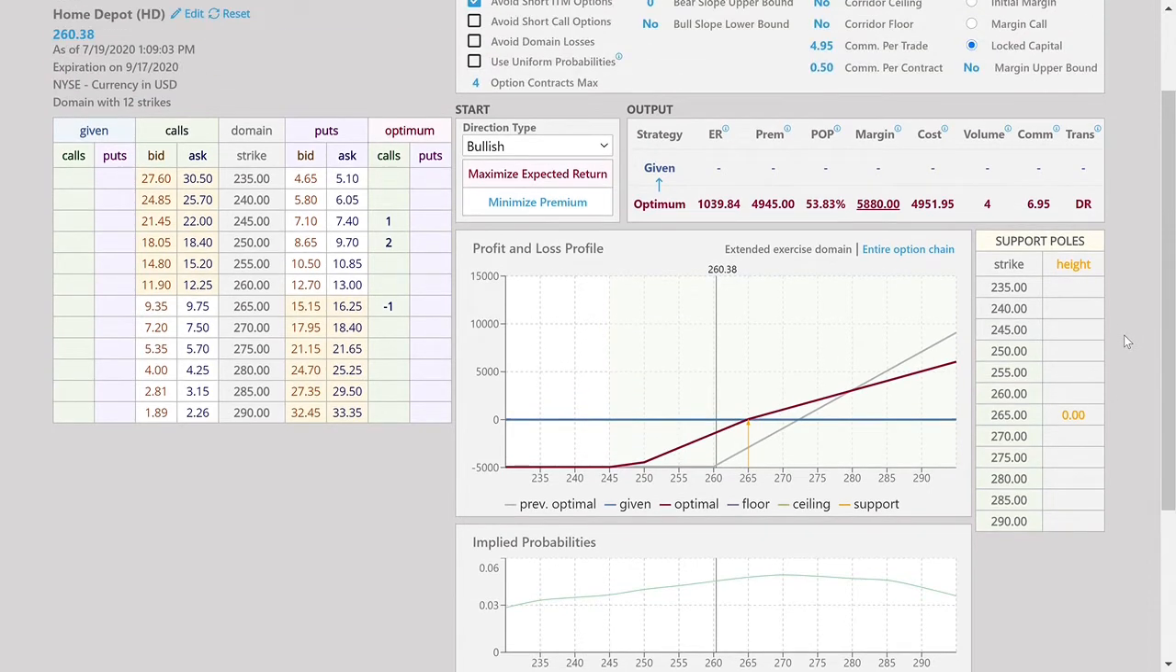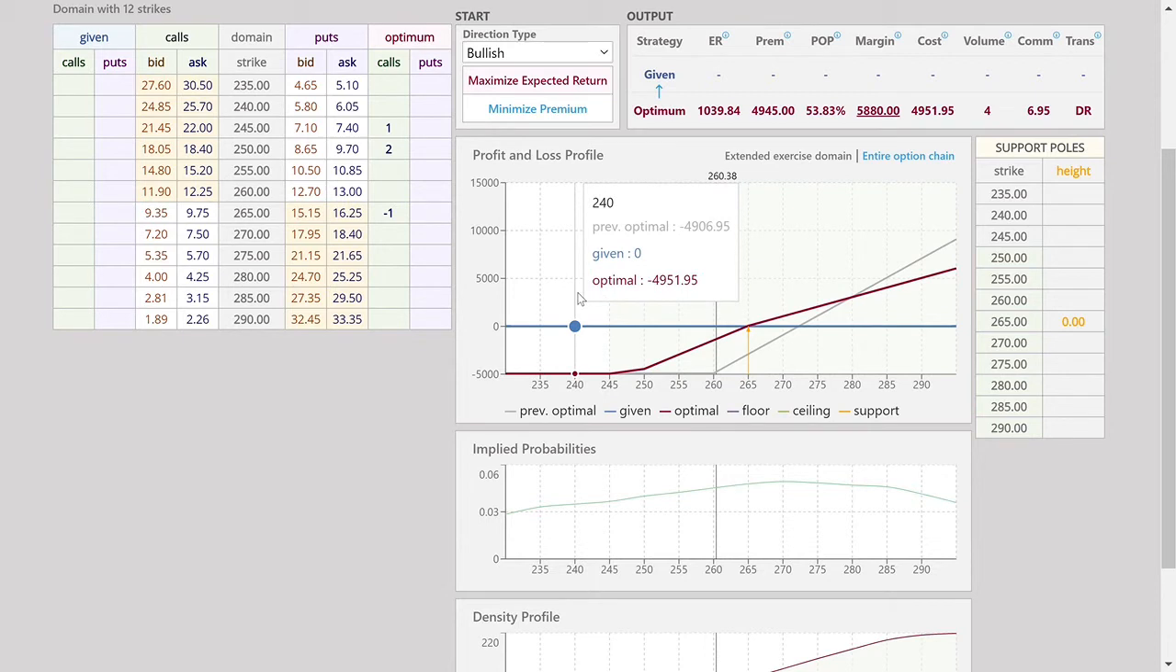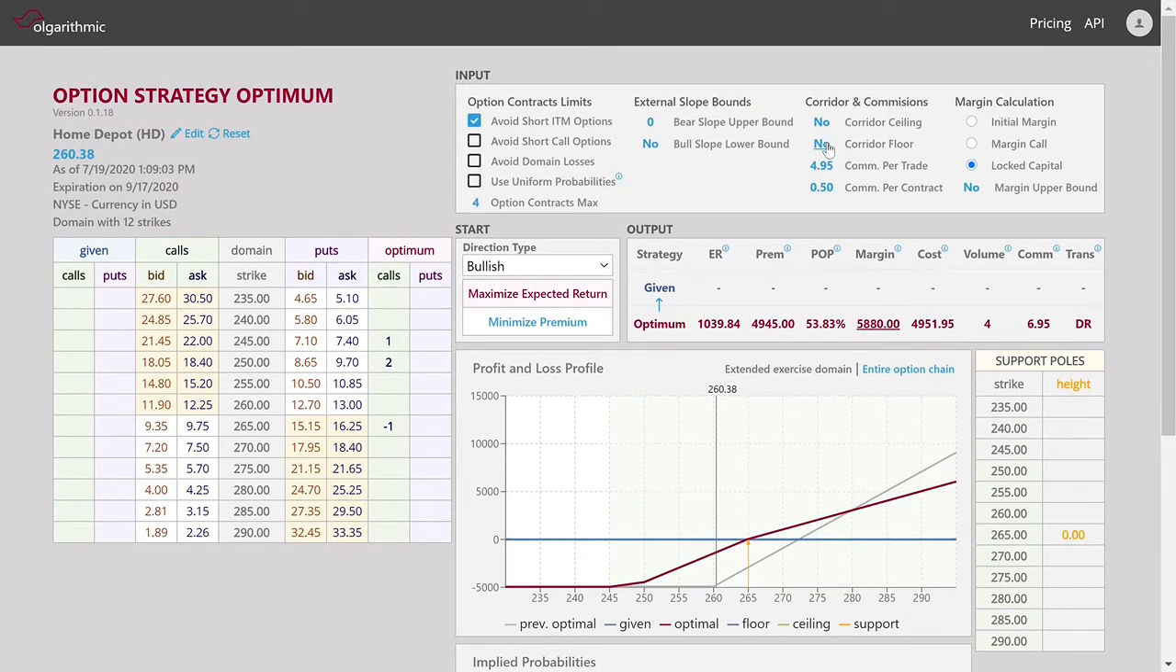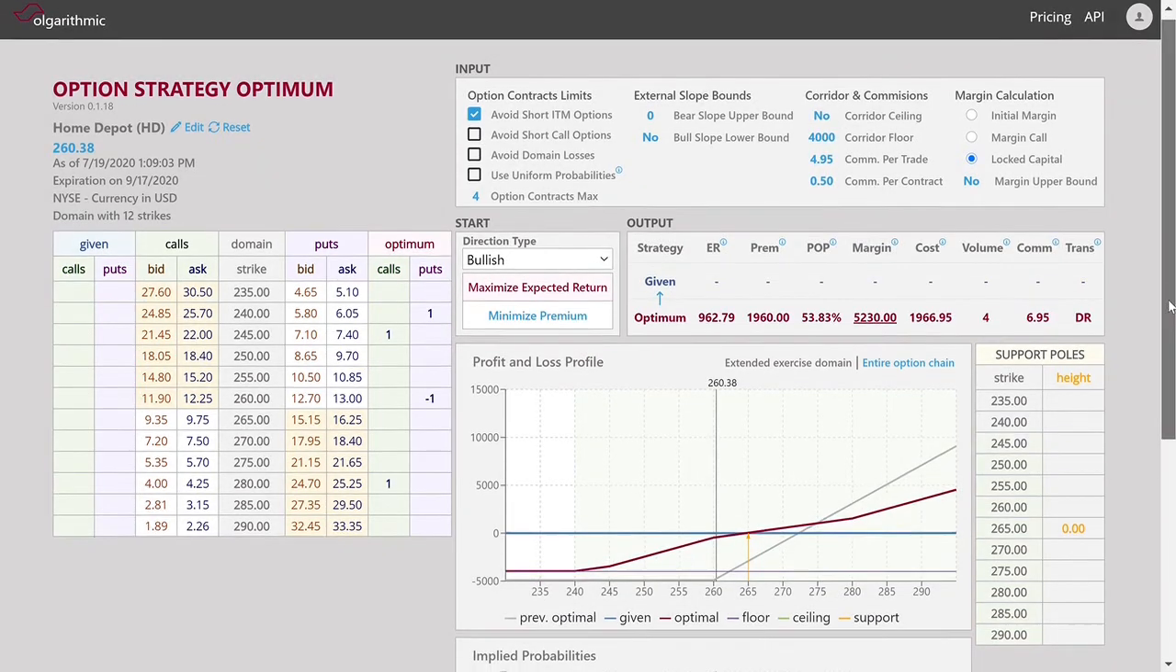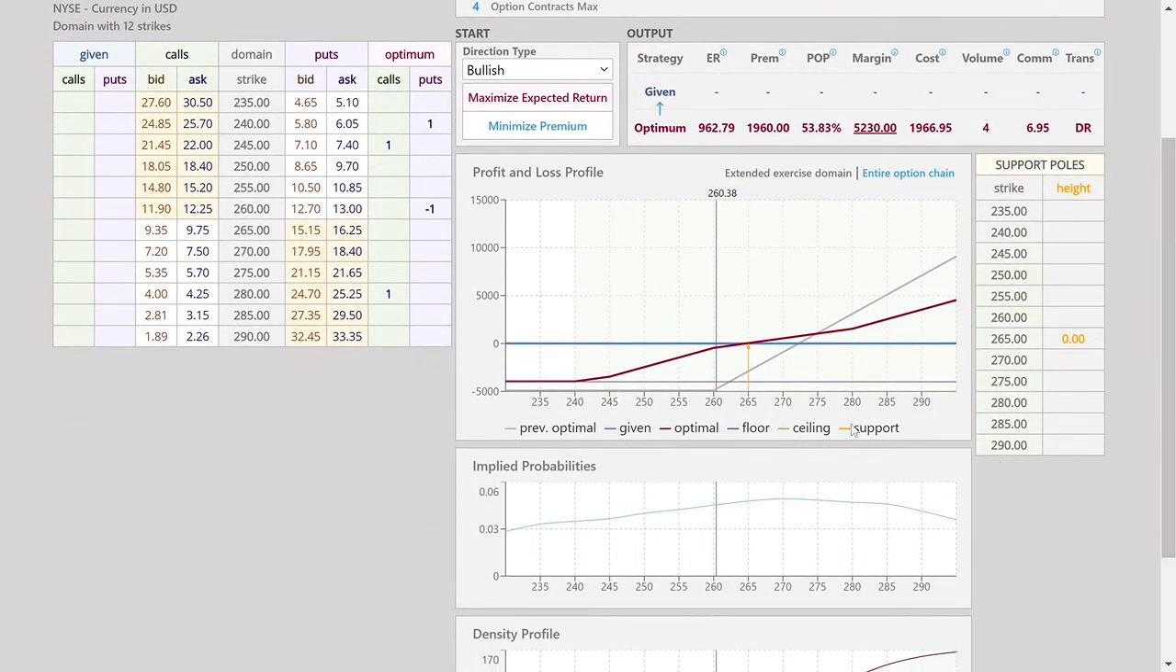Again, let us estimate the maximum loss. This is $4,951.95. It's almost $5,000, but assume that we cannot afford more than $4,000 in maximum loss. Then let us set the corridor floor at the level of $4,000. Again, click maximize expected return, and we have a new strategy that observes the floor of $4,000, shown here by the purple color.